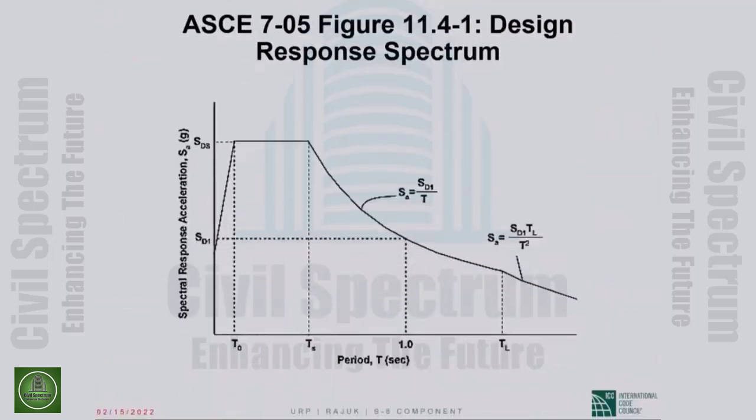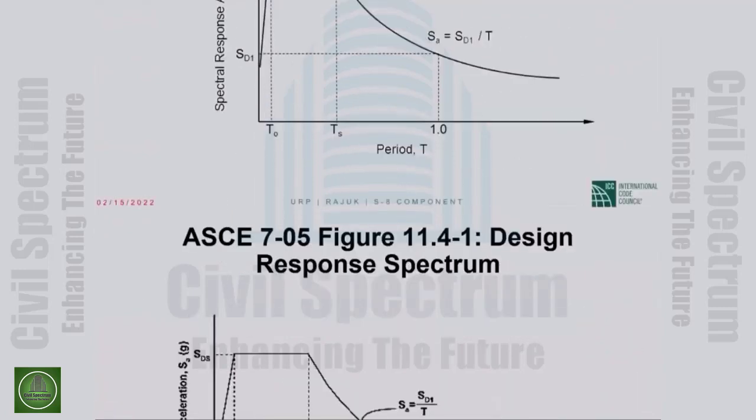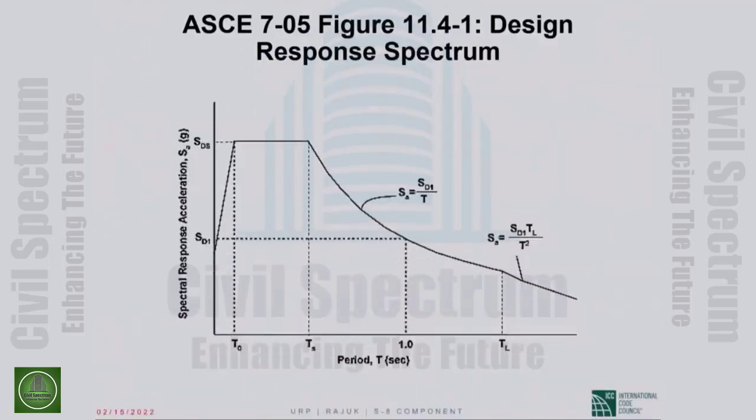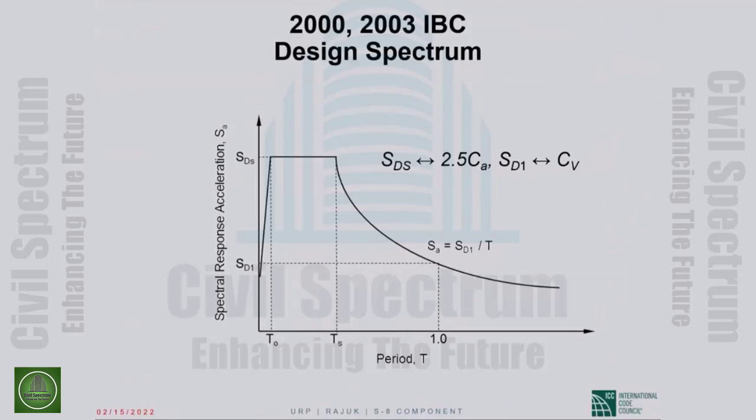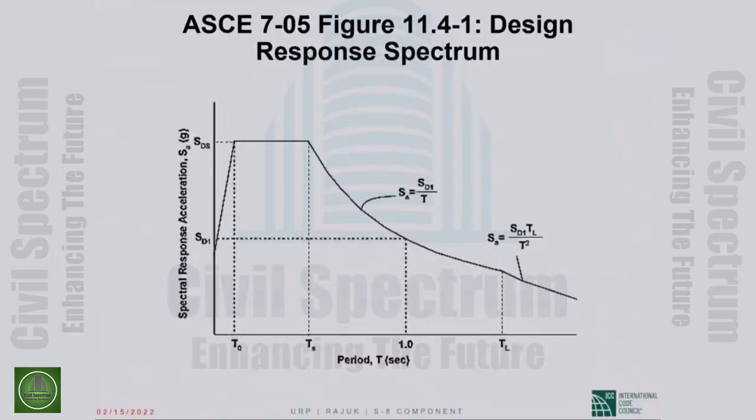Okay. So this was 2000, 2003 IBC, then very close to our time ASC 705 design spectrum. This is your latest. Okay. No difference between the 2003 IBC and this spectrum, except that we have added, so this is the constant acceleration part of the spectrum defined by S sub ds. This is the constant velocity part of the spectrum defined by S sub d1 over T. We have added the constant displacement part of the spectrum, okay, varying with 1 over T squared.